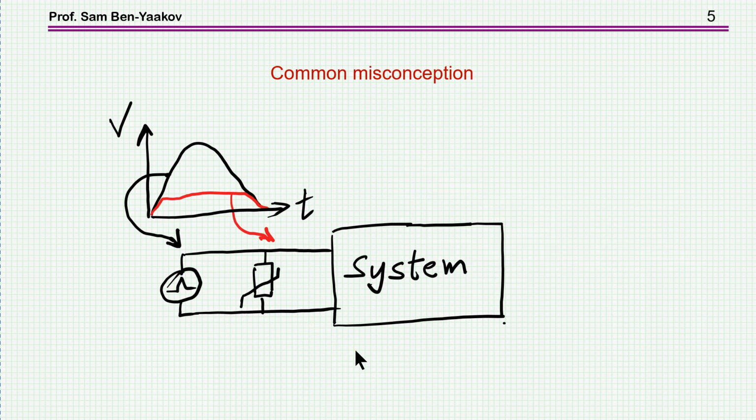Now, there is usually a misconception that if you have a voltage source and a spike, you put a varistor and then it will clamp it. Well, this is not the case, because if this is the situation and this is a voltage source, then the current will be extremely high, and the varistor will be destroyed because there is no limit to the current here.